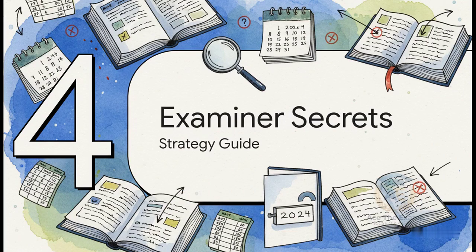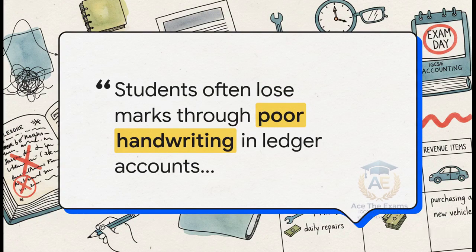Which brings us to our final section, Module 4, Examiner's Secrets and Strategy. Look at this. This is literally a massive red flag warning, straight from the principal examiner reports for 2024 and 2025. Quote, students often lose marks through poor handwriting in ledger accounts and the failure to distinguish between revenue and capital items. I mean, wow. Do not let messy handwriting tank your grade just because the grader literally cannot read your balance brought down numbers. And maybe even more importantly, you have to be able to tell the difference between revenue expenditure, like fixing a broken window, and capital expenditure, like buying a whole new delivery van. Mixing those two up, that is a guaranteed way to bleed crucial marks.